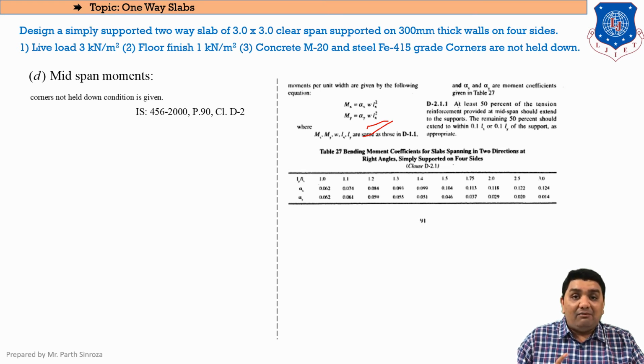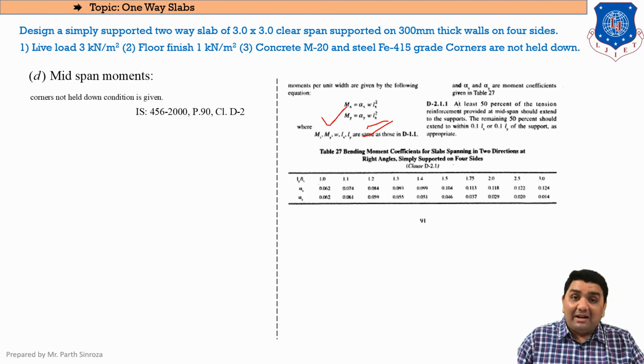Clear? In the case of My, we will not be substituting the effective span to be Ly. Why so? Because for bending, or to resist bending, we will always be considering the shorter span length. Clear? We will always be considering the shorter span to resist the bending.